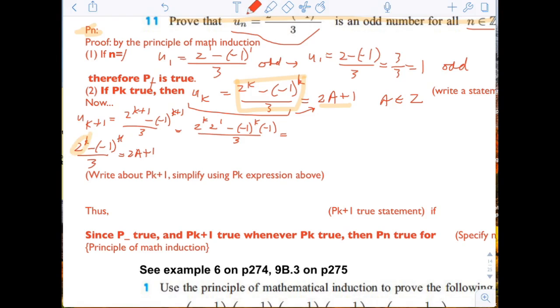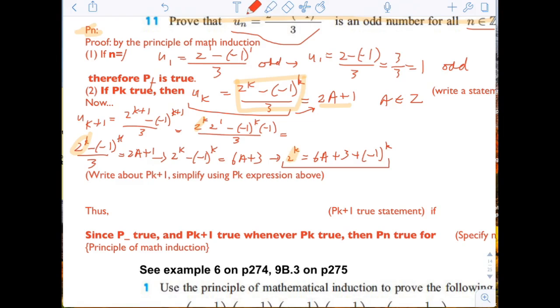How do we do that? So we'll say 2 to the k minus negative 1 to the k is equal to 6a plus 3. Okay, and then let's get 2 to the k by itself. So 2 to the k equals 6a plus 3 plus negative 1 to the k. Okay, now let's put that in for here.